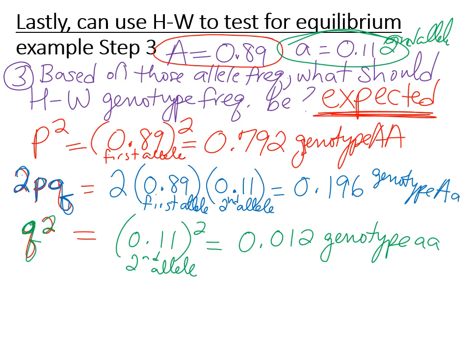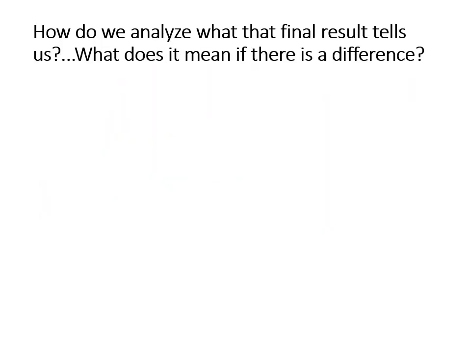Then our last step is to actually analyze what these results just told us. So how do we analyze what the final results tell us? What does it mean if there's a difference? Well, we just calculated expected frequencies. And whenever you have expected, when we did a previous lesson way back in the past, I'm not going to say what it was because that's what you're going to tell me in a minute in the Remind app. But when we did a previous lesson, whenever you mentioned expected something, you then compared it to observed of something, right?